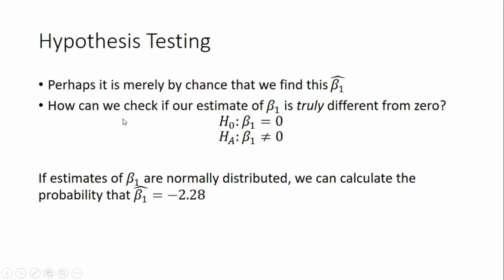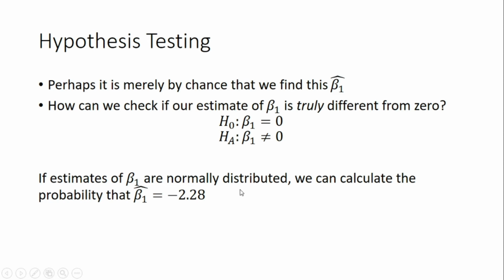So what we do to check this is say, let's make the hypothesis that the true effect of X on Y is 0. And the alternative hypothesis is that it's not 0. There is some effect. The truth is that the X variable, student-teacher ratio, does affect the test score. Then we can say, if we assume that the estimates of beta 1 are normally distributed, we can actually calculate the probability that our estimate is so far away from 0.